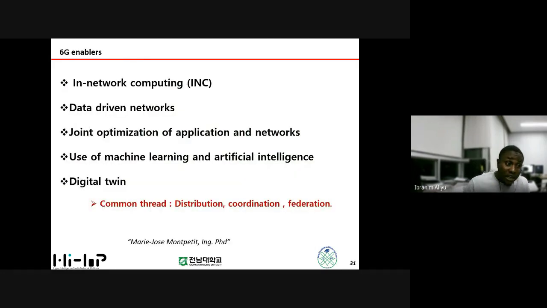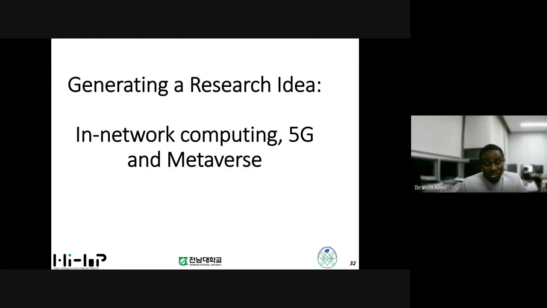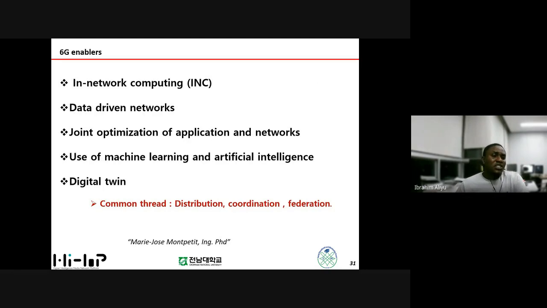But for 6G and the future enablers, these are the key ones, according to Professor Petit. She's a top scientist in 5G and future networks. She highlighted these: in-network computing, data-driven networks, joint optimization, use of machine learning and artificial intelligence, and digital twinning. If you are interested in this area, try to look at these keywords while searching for papers. This is likely going to be the future. What is interesting among them is distribution, coordination, and federation. You can search for her. She has a YouTube channel where she explains how this interrelates.